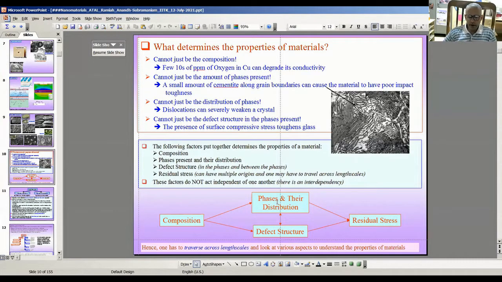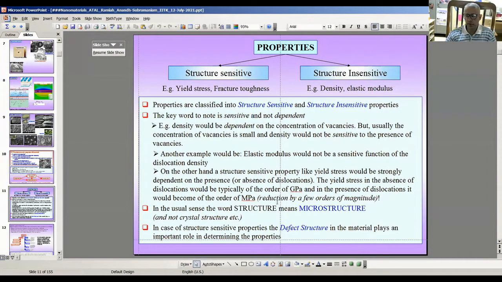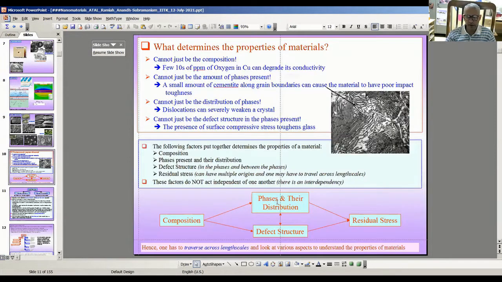Now, what is it that we are interested in? We want to have some interesting properties and an interesting performance in perhaps a device. And that means that I need to know what kind of properties exist. So there are two kinds of properties, as we shall see in the next slide: structure sensitive properties and structure insensitive properties. When you say structure, the word usually implies microstructure, and yield stress, fracture toughness, etc., when you do a tensile test, are called structure sensitive properties, while density and elastic modulus are considered structure insensitive. And today we will see that even the so-called structure insensitive properties like elastic modulus or density can change in nanomaterials, and the change can be significant.